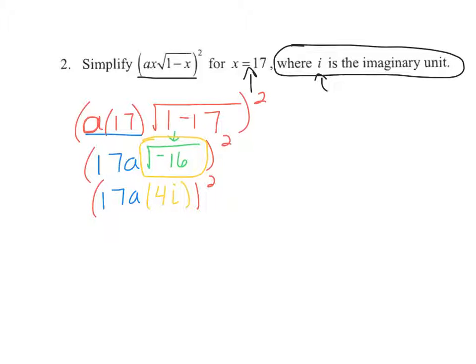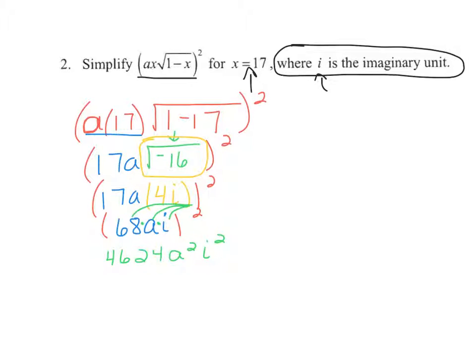So 17 times 4 is 68. And i. So it could go ia, usually the i goes last, and then we're going to just square all of this. Since I have multiplication here and here, I'm going to distribute my squared over multiplication. So 68 squared is equal to 4,624, and then we have a squared, i squared.